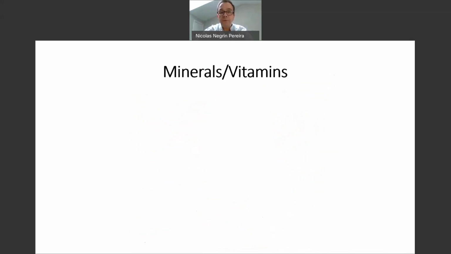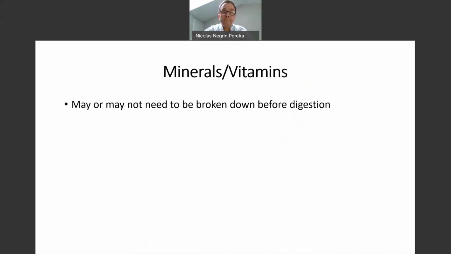Now, to finish with minerals and vitamins, there is a huge variation in the digestion or absorption of minerals and vitamins. Of course, liposoluble or fat-soluble vitamins are normally going to be absorbed with the lipids in the same digestion process, because they are dissolved in the fat. But it depends on the mineral or vitamin, which may or may not be broken down before digestion.